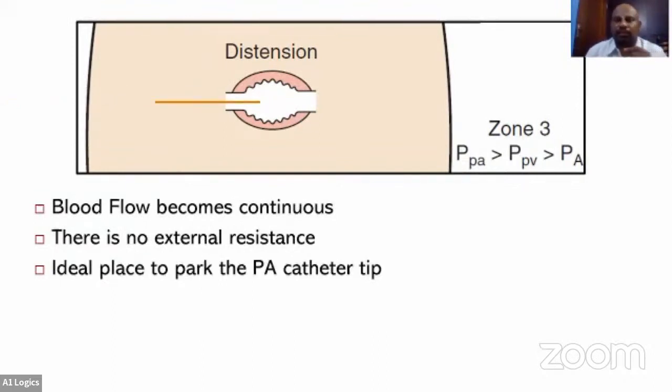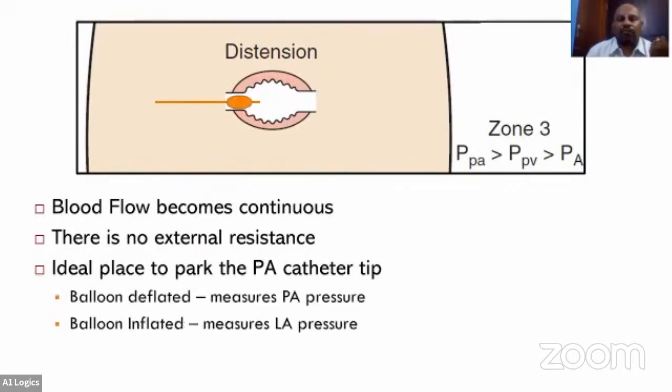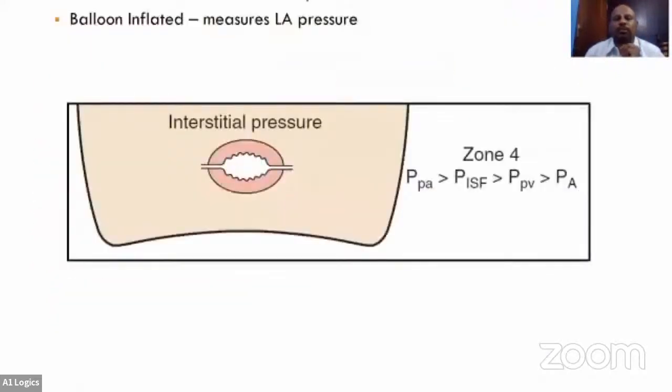See, I have placed a catheter tip here. Once the balloon is not inflated, it is going to measure the proximal PA pressure. And when I inflate the balloon, it is going to measure the distal, that is the pulmonary venous or the left atrial pressure. So in zone 3, you always wedge the pulmonary catheter tip to measure the pulmonary pressures.